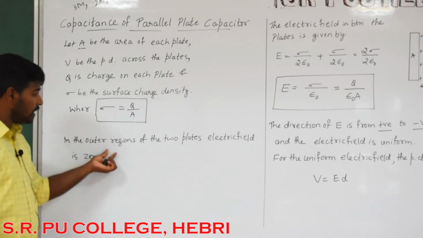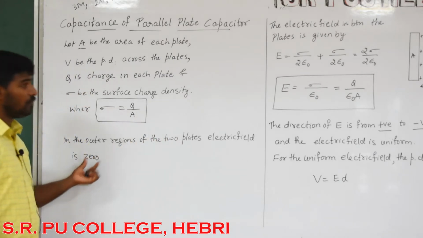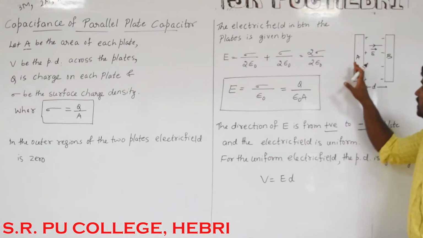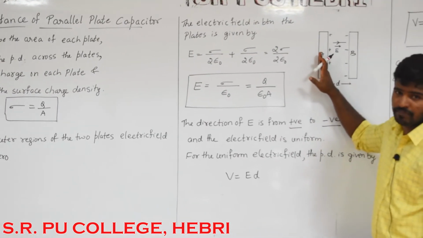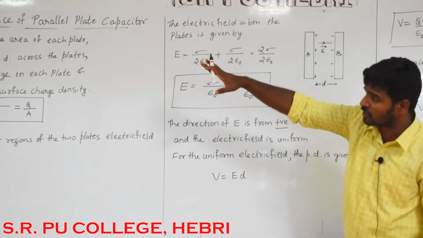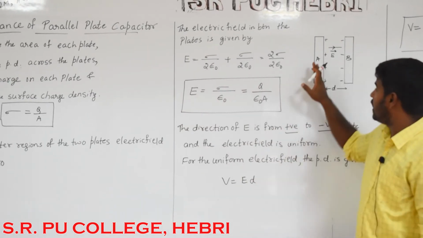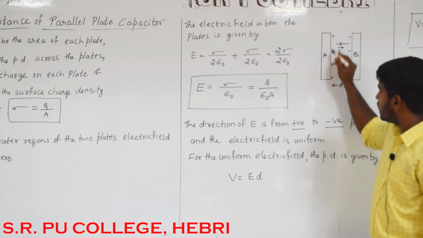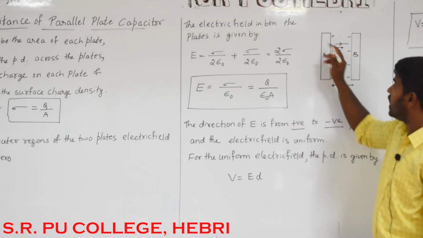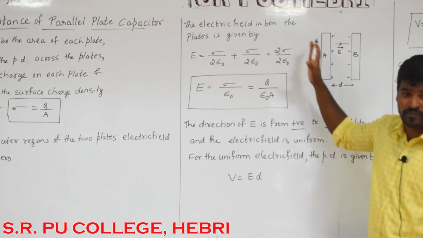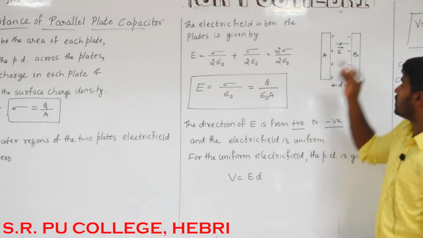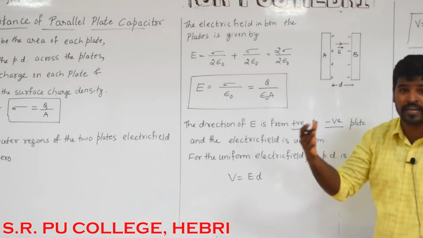Now, in the outer region of the 2 plates, the electric field is 0, a very important point. In the outer region of the 2 plates, the electric field is 0. Suppose you take the first conductor, known as A. Here A is the conductor A, not the area of cross section. Area of cross section is in general also expressed by A, but here A and B are the 2 conductors. For conductor A, which is positively charged, the electric field lines are radially outwards. The conductor B has the negative charge, so the electric field lines are radially inwards.